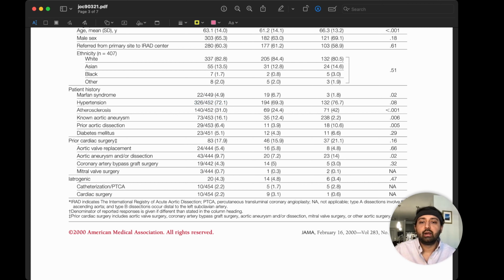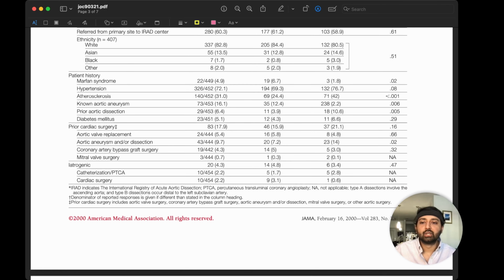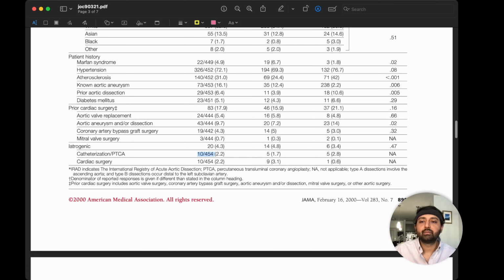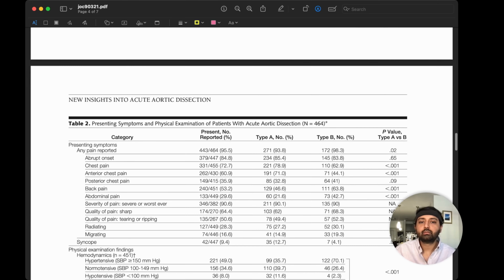If they had a prior aortic dissection, although I feel like that doesn't even need to be said. One thing that was interesting is someone who had an aortic valve replacement. They were kind of at risk. And not seen as much, but if they had had cardiac surgery or been in the cath lab prior, it was something to think about.